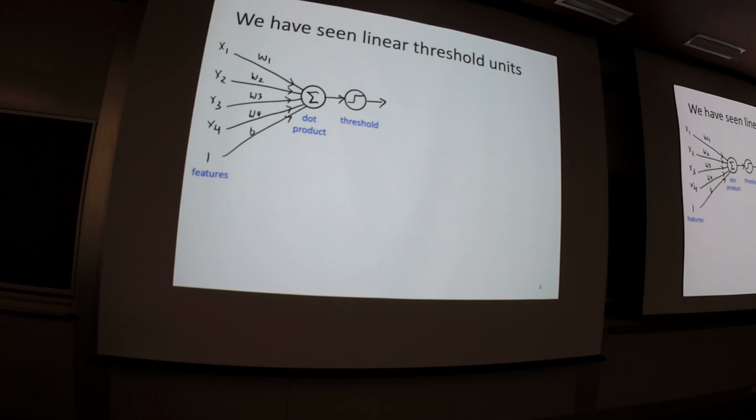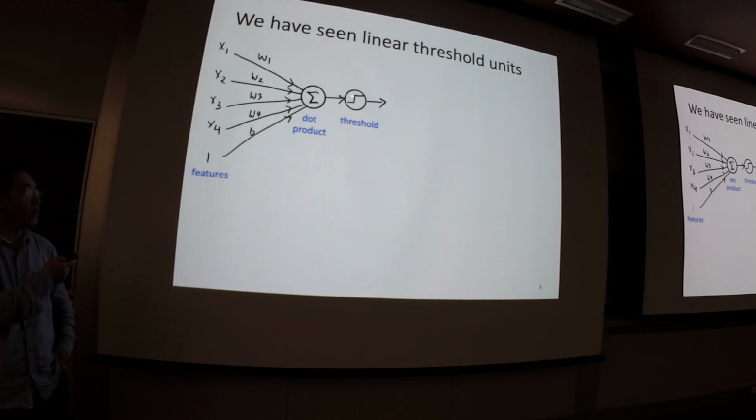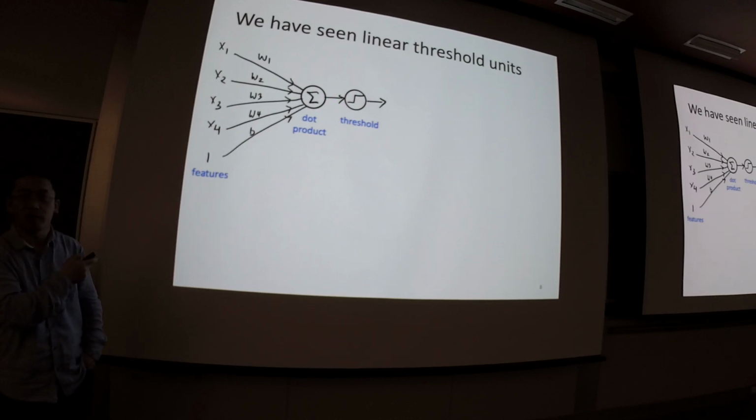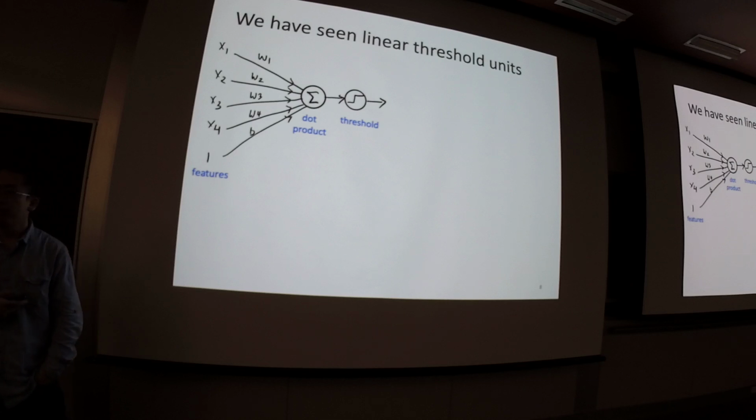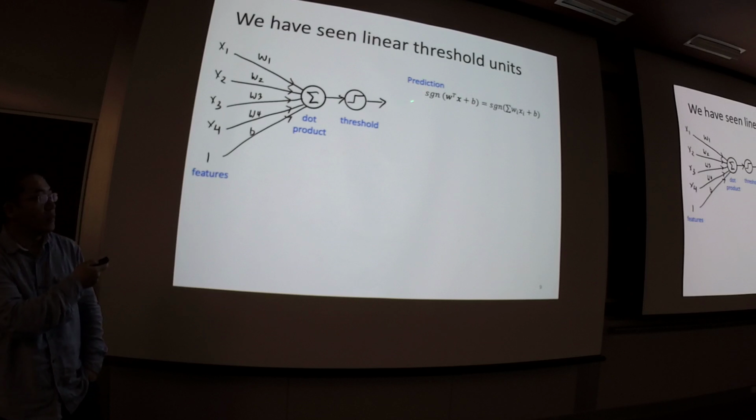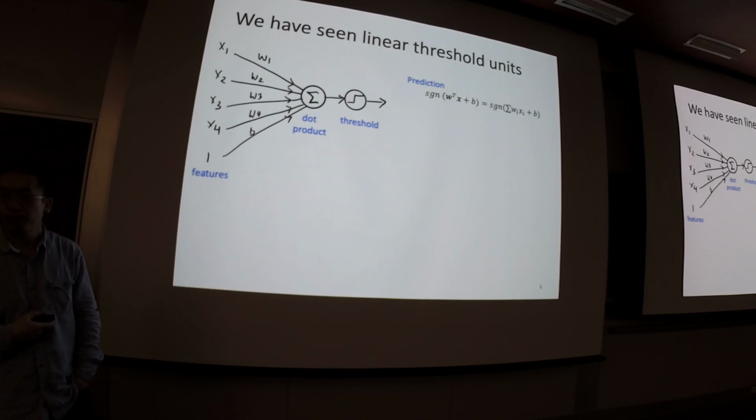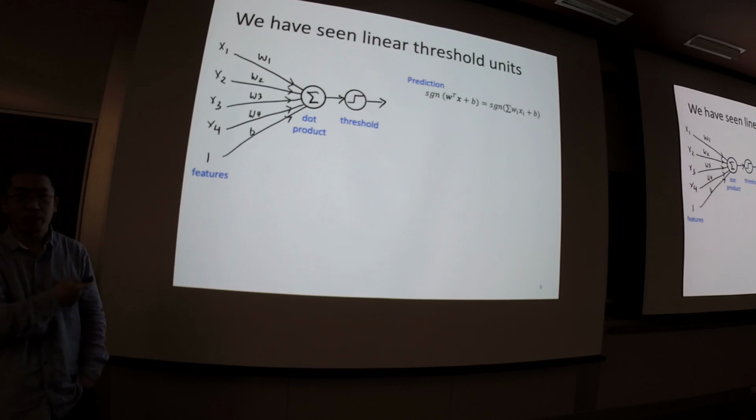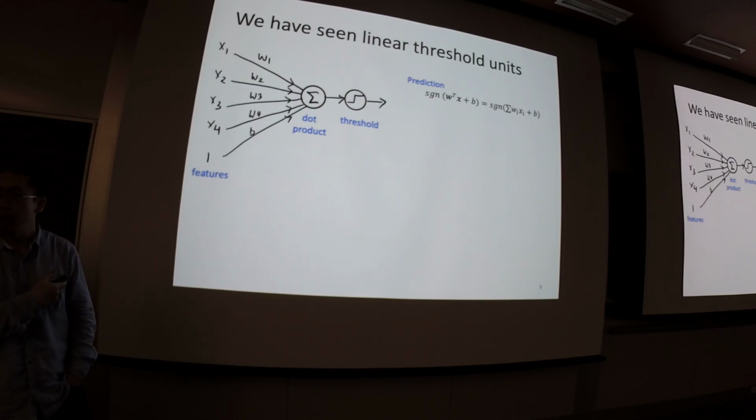Right? And then this intermediate node sends out this value to this unit. It's called a threshold unit. What does the threshold unit do? It just applies some thresholding function over it, and it generates the output. So mathematically, it just implements this prediction function. So any question about this? Everybody is good?